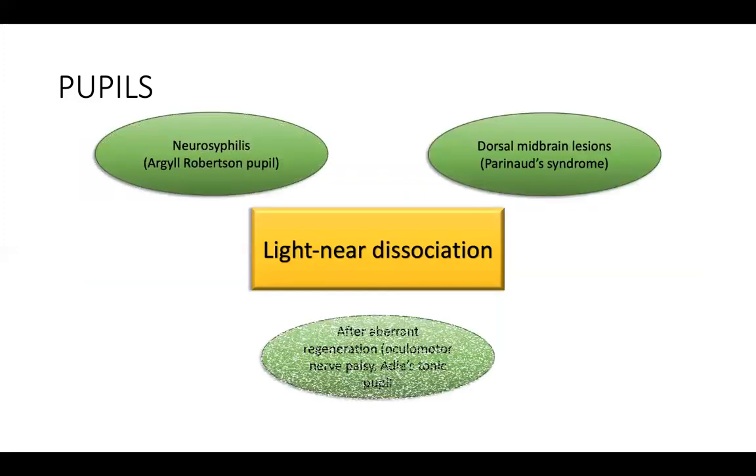Light-near dissociation occurs with neurosyphilis, Argyll Robertson pupil, with lesions of the dorsal midbrain as in Parinaud syndrome, and after aberrant regeneration such as in oculomotor nerve palsy and adie's tonic pupil.